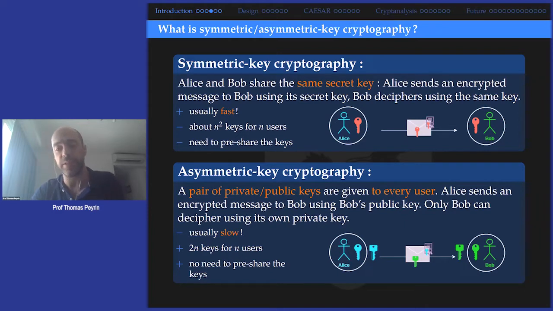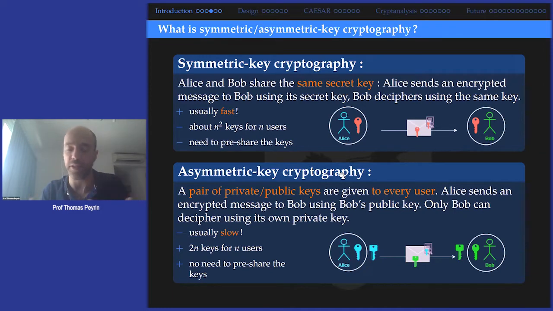The nice thing that we have with asymmetric key cryptography is that we only use 2N keys for N users. Indeed, each user has two keys. If we have N users, we have 2N keys in total. That's much, much less than something that grows in N squared. The other good thing is that we don't need to pre-share the keys here, because each user will generate his own pair of keys and that's it. You just broadcast your public key to everyone and that's it. So it's a much easier setting to handle than symmetric key cryptography.